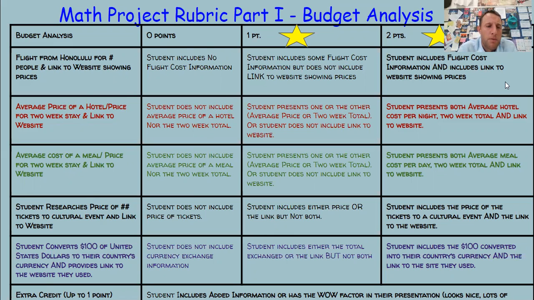The student converts $100 of United States currency to their country's currency. So you can go online and find a currency exchange. It'll be a calculator and it'll say you can go from the United States dollar to, let's say, yen, or you could say pesos or pounds or what have you, whatever currency your country uses. And then the extra credit: you include added information or have the wow factor in your presentation. That's just if it looks nice, there are lots of extra pictures, you go above and beyond, maybe do 2 cultural events. That's how you get that.